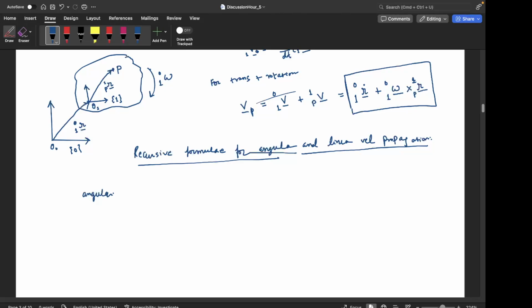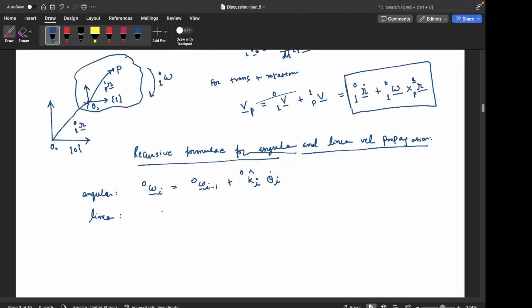the angular part would be that omega of the ith frame expressed in the 0th frame is omega of the I minus 1th frame plus the axis about which the ith frame is rotating and how fast it is rotating, right? So this is how you should understand the expressions. Basically, while using it, you should think and describe each of the terms.